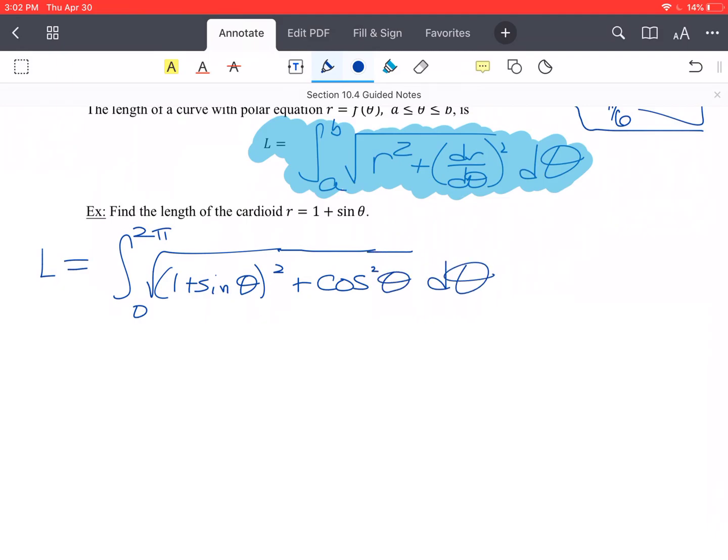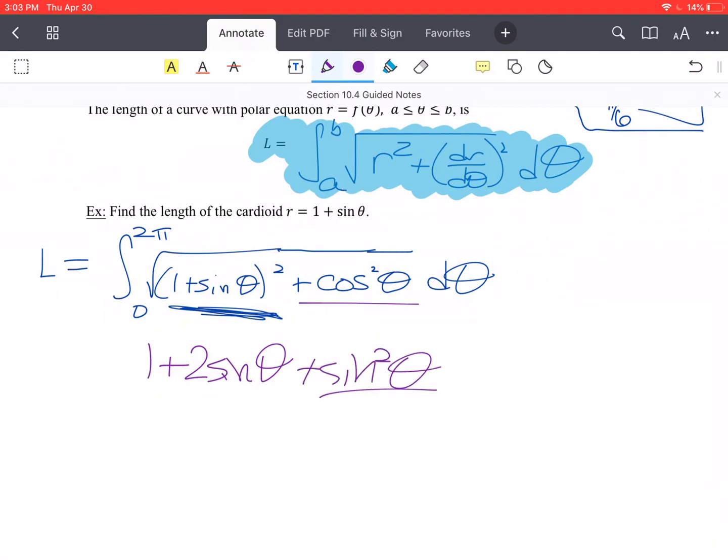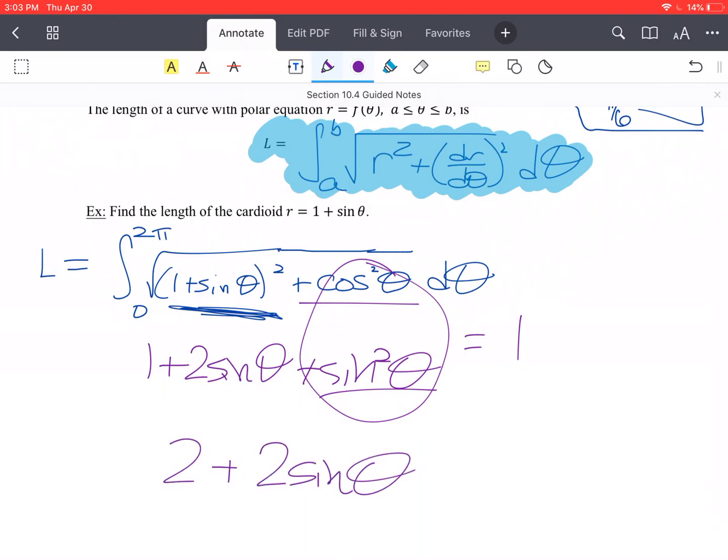Okay, theta d theta. If you FOIL this out, it's going to give you 1 plus 2 sine theta plus sine squared theta. Sine squared plus cosine squared is going to turn into a 1. So this whole piece turns into 1, so we're left with 2 plus 2 sine theta as our result.